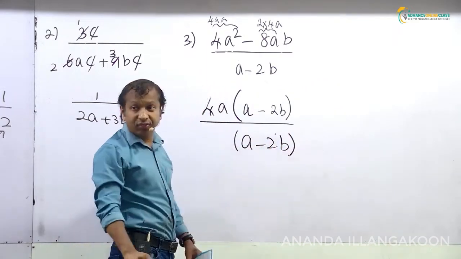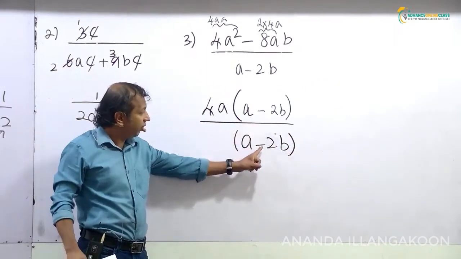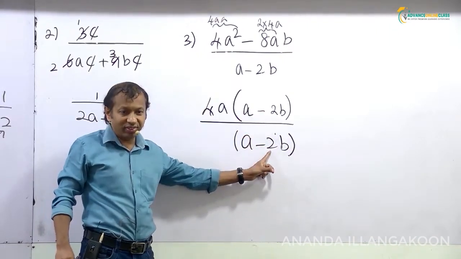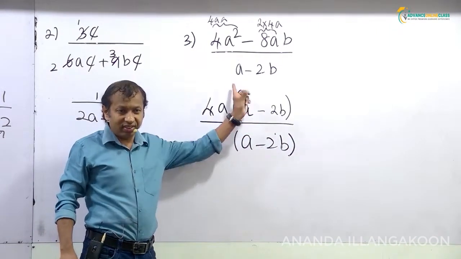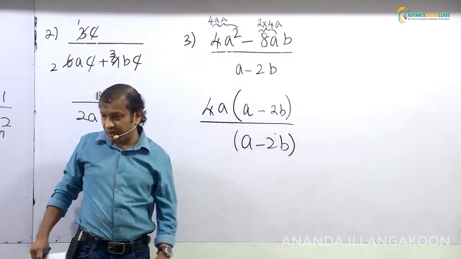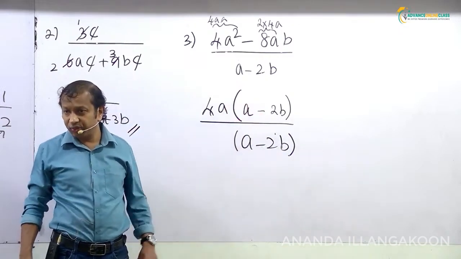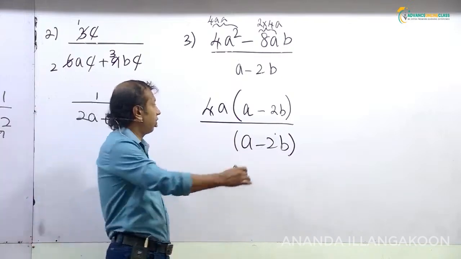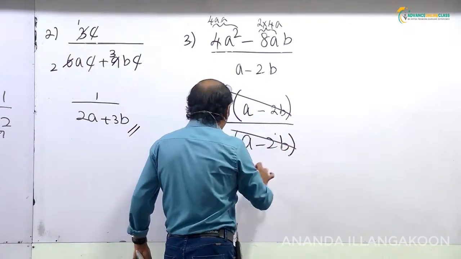Now see, for the numerator and this denominator, A minus 2B is common. Now we can do cancellation. This and this we can directly cancel down. Understood? Okay. So this question is different from this 2. Cancel down this now. Now there we get what? 4A.